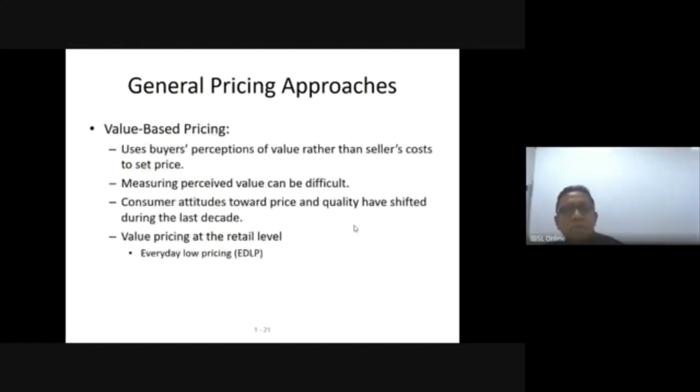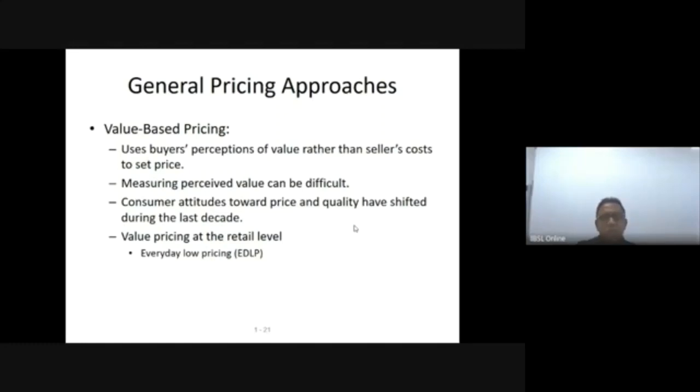The other approach is value-based pricing. The second approach uses buyers' perceptions of value rather than sellers' cost to set price. Measuring perceived value can be difficult. Consumer attitude towards price and quality has shifted during the last decade. Value pricing at the retail level.